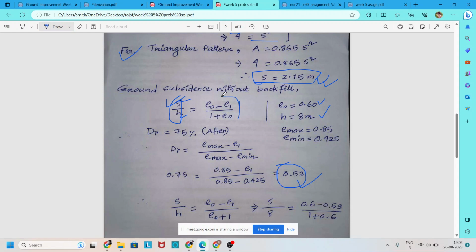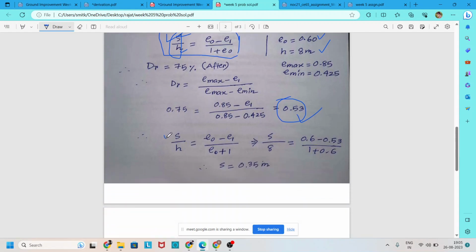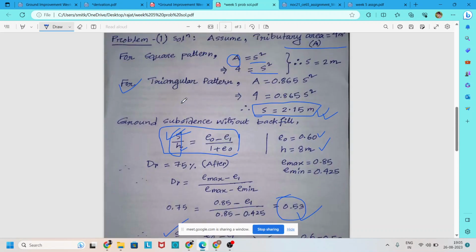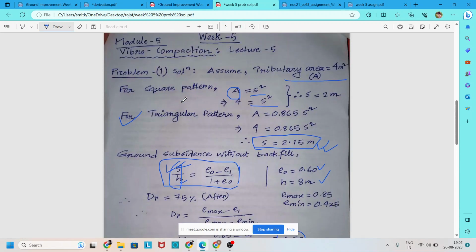Putting the values in this equation, S by H is equal to (e0 minus e1) divided by (1 plus e0), we find out the ground subsidence without the backfill material. It comes out that S is equal to 0.35 meter without backfill material. So we can easily find it out by this formula. These questions are also important for your assignment problem. A similar type of question is framed in your assignment problem, and it is helpful to solve it.